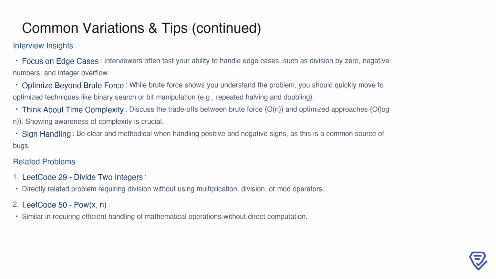Beyond that, interviewers often look for your ability to optimize. While brute force is a good starting point to show problem understanding, you should quickly transition to more efficient approaches such as binary search or bit manipulation. Also, make sure you discuss time complexity. For example, brute force has a time complexity of O(n), while optimized methods can achieve O(log n). Highlighting these trade-offs shows your awareness of efficiency. Finally, be meticulous when handling the signs of the dividend and divisor. This is a frequent source of bugs, so having a clear, methodical approach will make a strong impression.